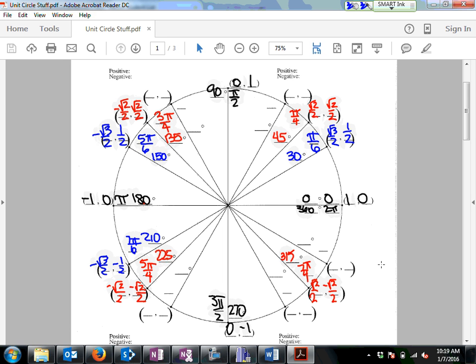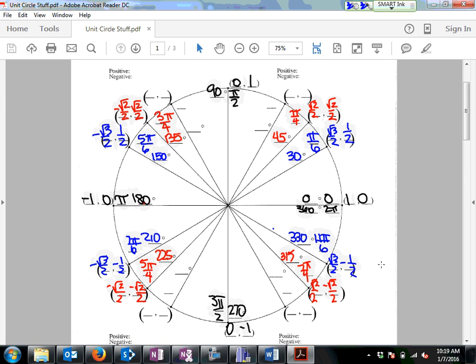And in the fourth quadrant, we are 30 degrees away from 360, which would put us where? 330. We are pi over 6 away from being at 2 pi, so pi over 6. Excellent. What's our coordinate? Radical 3 over 2, negative 1/2.